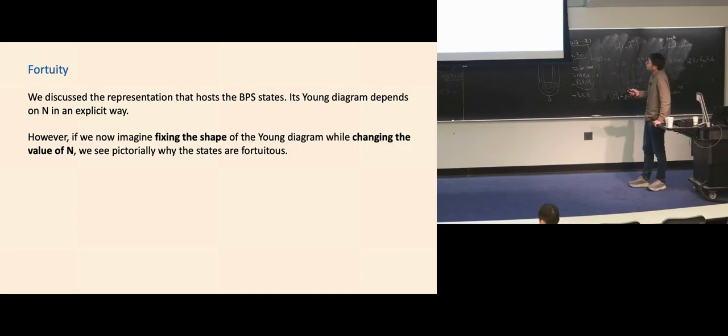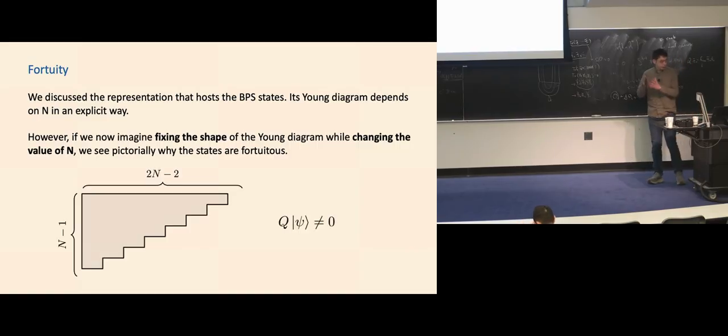So let me discuss this. We discussed the representation that holds the BPS states, and we see that their Young diagram depends on n in an explicit way. However, to see that these states are sensitive to n, we imagine we can fix the shape of the Young diagram. So pick some particular Young diagram that is this staircase shape, while varying the number n, trying to interpolate different theories with different n. And we can see pictorially why such states are fortuitous.